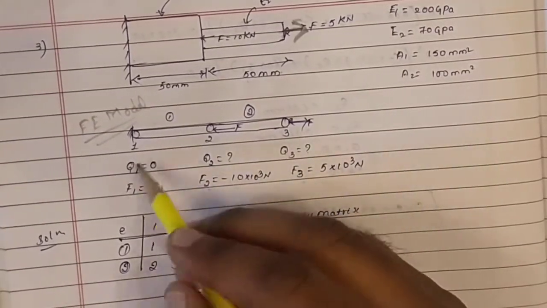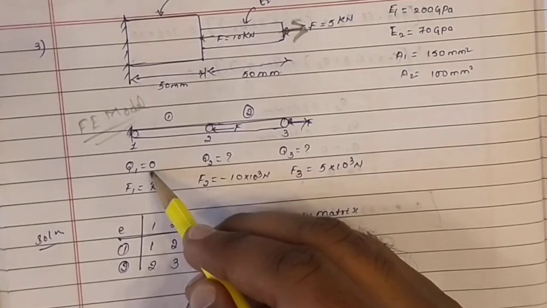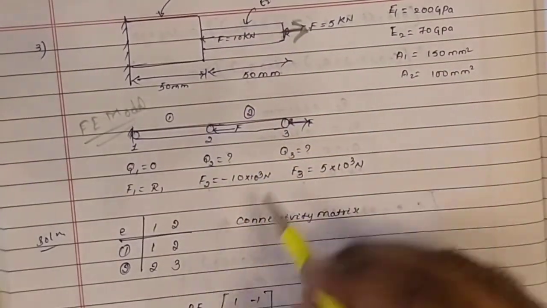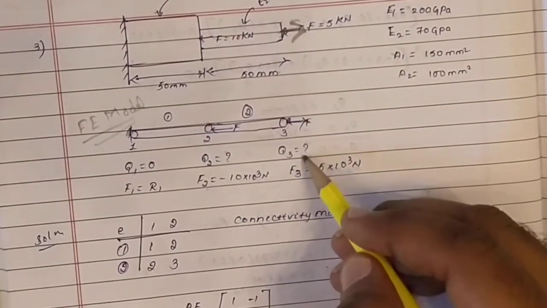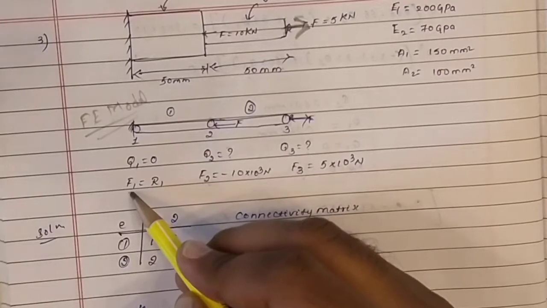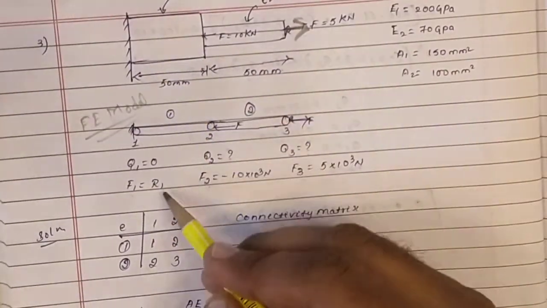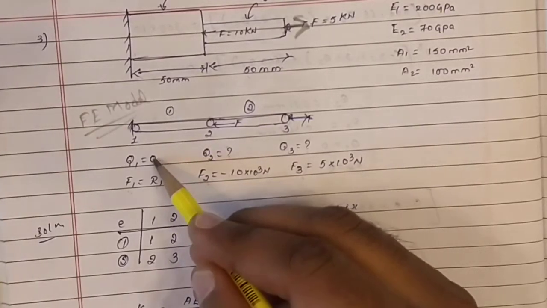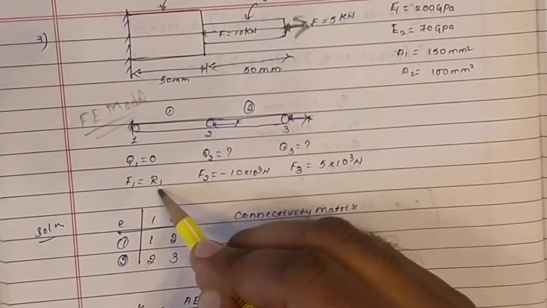Since it is fixed, write these displacements and the forces: Q1, Q2, Q3, F1, F2, F3. First Q1, it is fixed, so Q1 is equals to 0. Q2, it is not fixed, so Q2 we have to find out. Q3, it is not fixed, so there will be some displacement, so we have to find out Q3. Similarly, F1, since it is fixed, there will be some reaction force, that is R1. Wherever there is a 0 in the Q, write it as a reaction in the F.